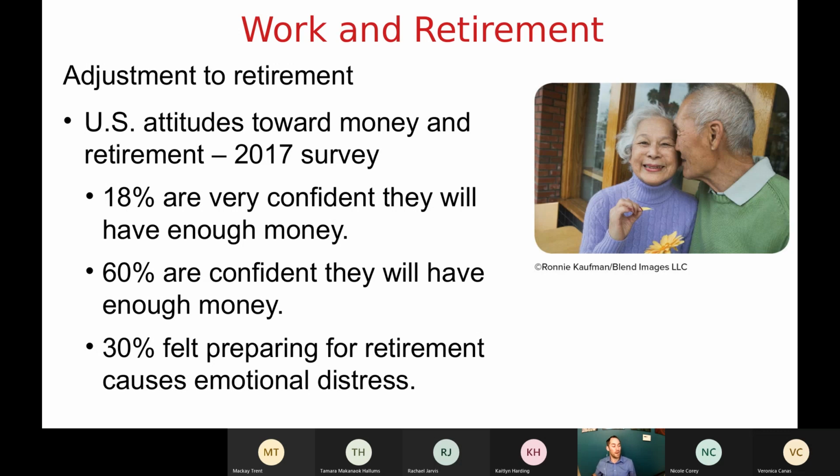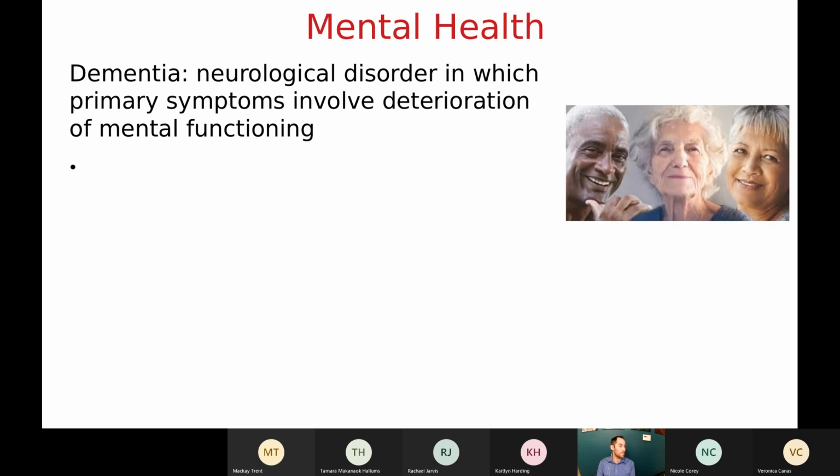but still about 30% of people felt that preparing for retirement caused them a lot of emotional distress. So a lot of people are worried about having the financial means that they need to be able to retire. It's a very stressful thing. What will they do with themselves? How will they get the money they need? What will they do if there's a health emergency? There's a lot of different things that make it a challenge to retire and adjust to retirement. So maybe there are some things you can think of that might help to support these people.